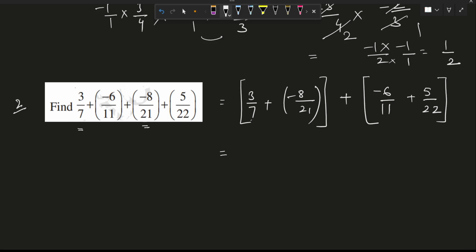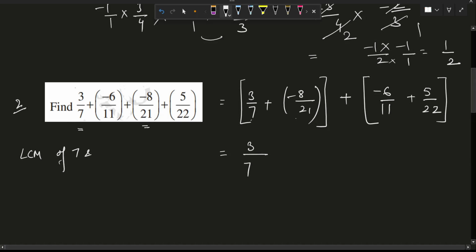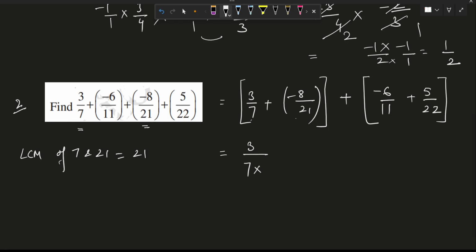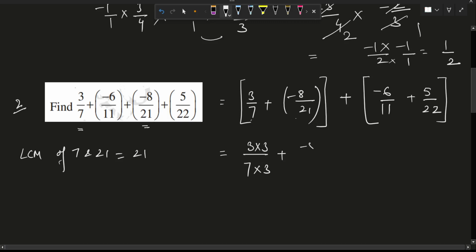So what is the LCM of 7 and 21? 21 comes in the 7 table also. So 7 threes are 21. So we can take the LCM as 21. So let me write here: LCM of 7 and 21 is 21. So you have to make it like 7 into 3 is 21. I have to multiply the numerator also with the same number, 3 into 3. Here you don't have to do anything, into 1 into 1. So you have it as 21 only.